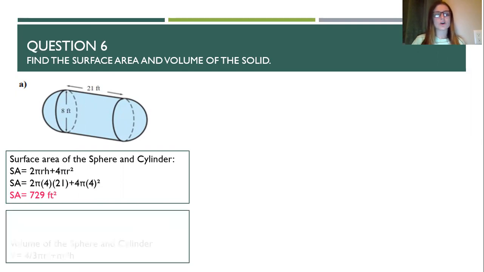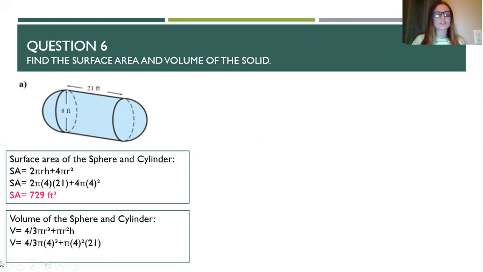Now we have to find the volume of our shape. So our volume formula we are going to use is volume equals 4/3 pi times radius cubed plus pi times the radius squared times the height. So we would do 4/3 pi, 4 cubed plus pi times 4 squared times 21, which is equal to 1,324 feet. That is our volume.